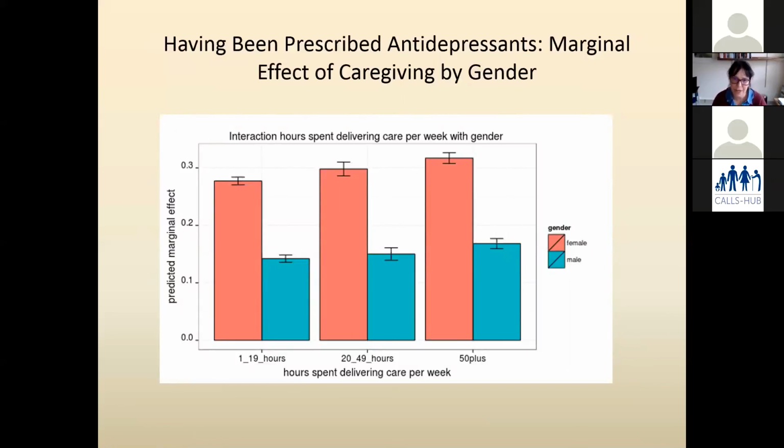So this compares male and female caregivers, and you see that there is a strong difference between workload of caregiving and being prescribed antidepressants for women, but not for men. At least it's only very slightly significant in the 50 plus hours care category for men. So this is really interesting with regards to gender.